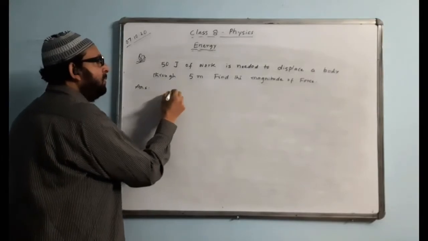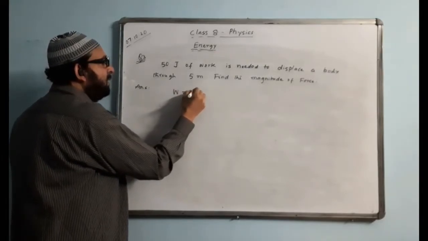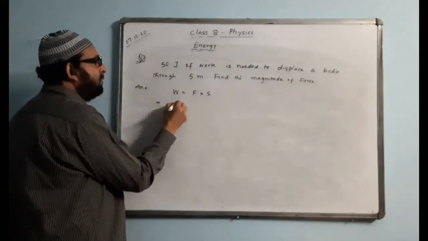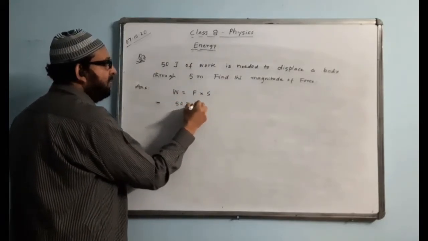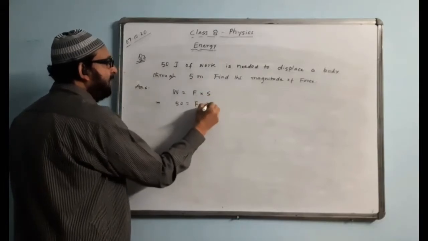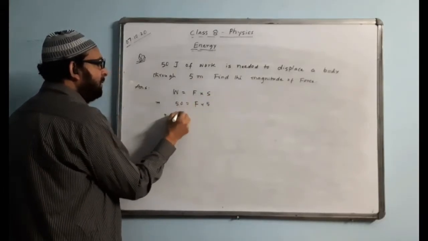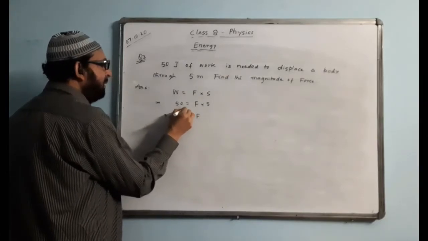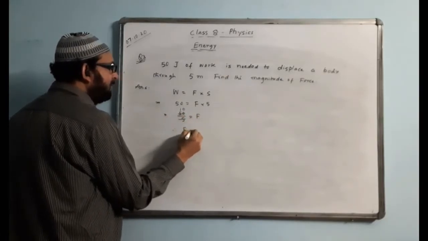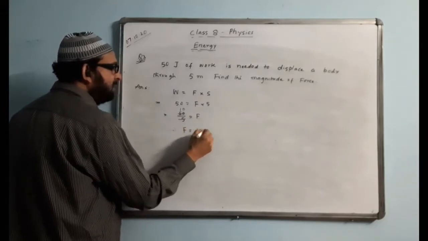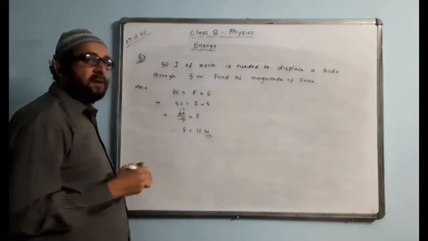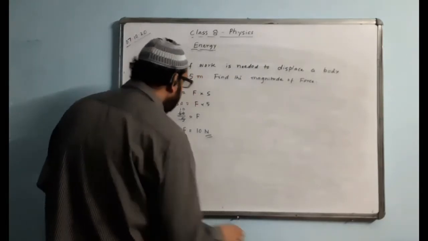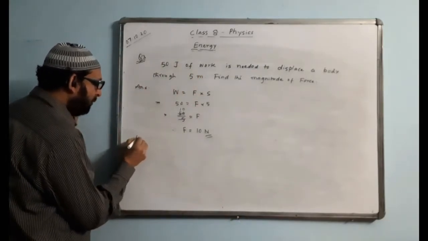We'll be using the formula of work. Work formula is F into S. Work value is 50. Force we have to find, and displacement is given, 5. This 5 will come and divide. 50 by 5 is the value of F. Cancel it, 10. We conclude by writing the answer 10. F is equal to 10. Unit of force is Newton, the SI unit. Follow the SI unit. So the answer is 10 Newton. This is simple.